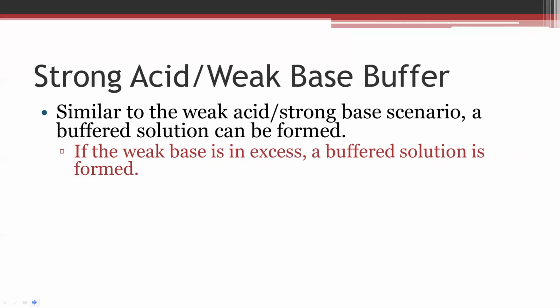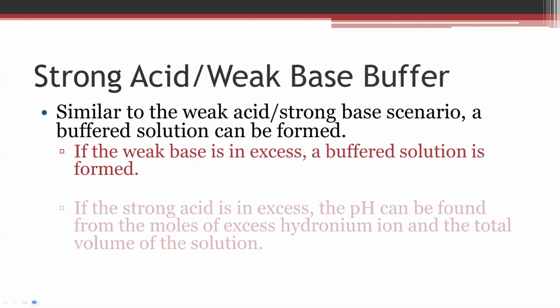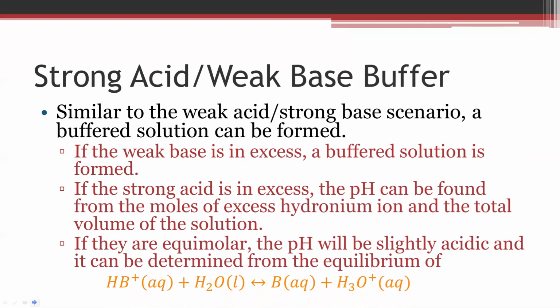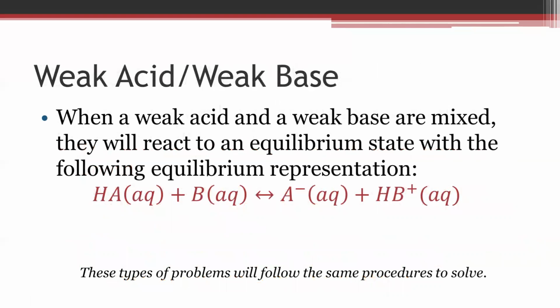Similar to the weak acid, strong base scenario, a buffered solution can be formed with the strong acid, weak base situation. If the weak base is in excess, then we can have this buffered solution. If the strong acid is in excess, then the pH can be found from the moles of the excess hydronium and the total volume. So that means that we would just have to use the leftovers. If they're equal molar, then it'll be slightly acidic, and we would have to use the following equilibrium expression to then be able to determine the pH. So a buffered solution can happen.